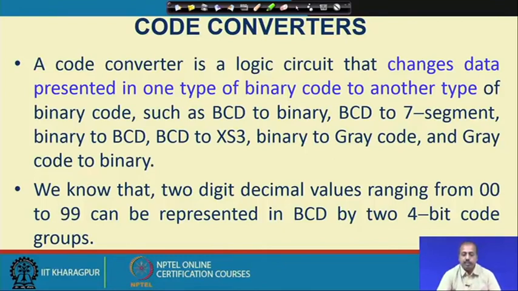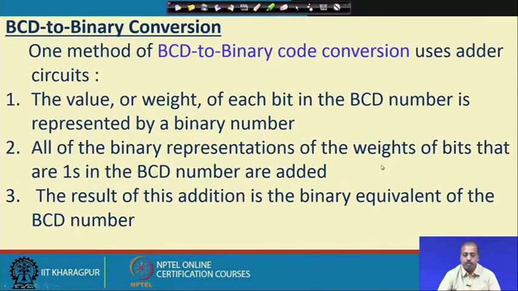For example, BCD code to binary code, binary code to BCD code, BCD to 7 segment display code, then binary to BCD, BCD to XS3 code, binary to gray code, gray to binary code. So, there are different types of codes, and many a times we need to interchange between these types of codes. How to do these code conversions, that we will see now. Two digit decimal values ranging from 00 to 99 can be represented in BCD by two 4-bit code groups. So, that can be utilized for doing this conversion.